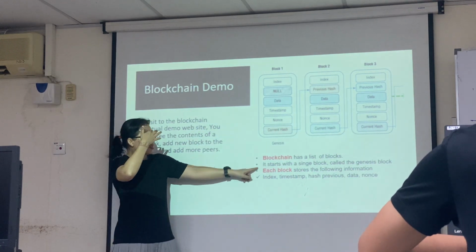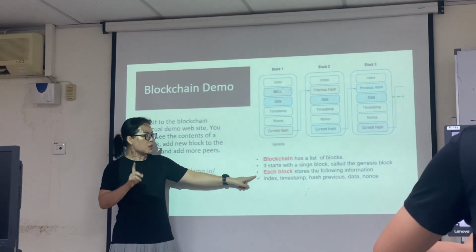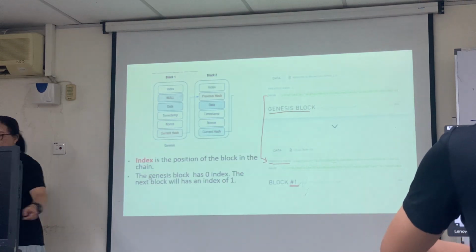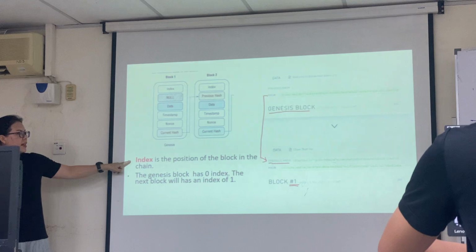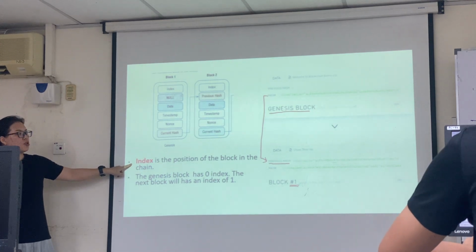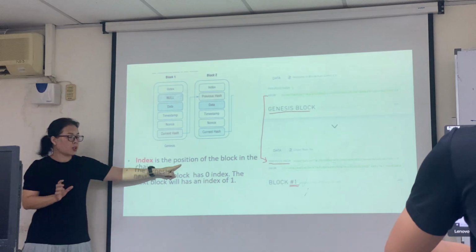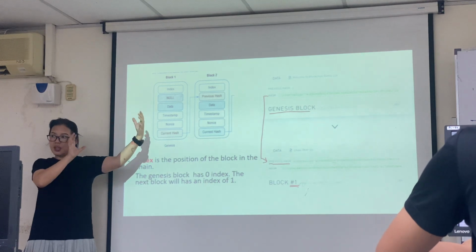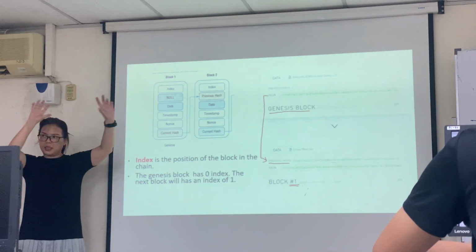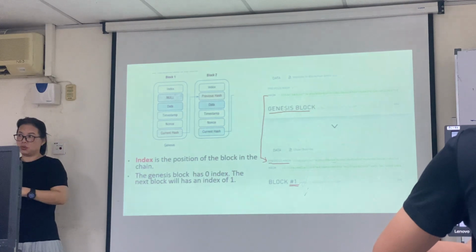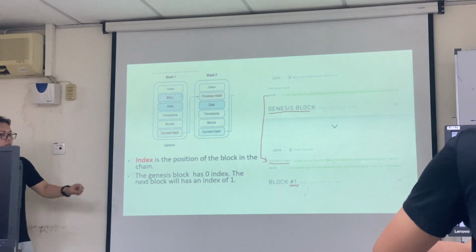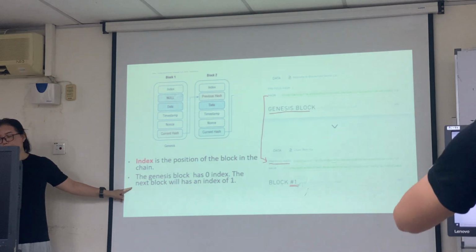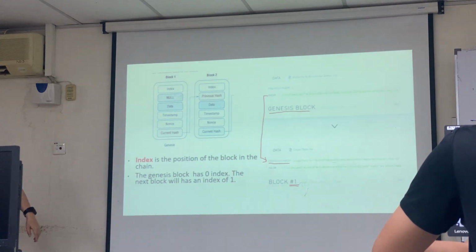So it said that it started with a single block called the Genesis block, and each block stores the following information and so on. You already understand that. This is an idea I captured from there. The index number tells you the position of the block in the chain. That's why just now you could see in the real blockchain the numbers are so big, the position in the chain. The Genesis block has index number 0, and then the next block will be index number 1, and so on and so forth.